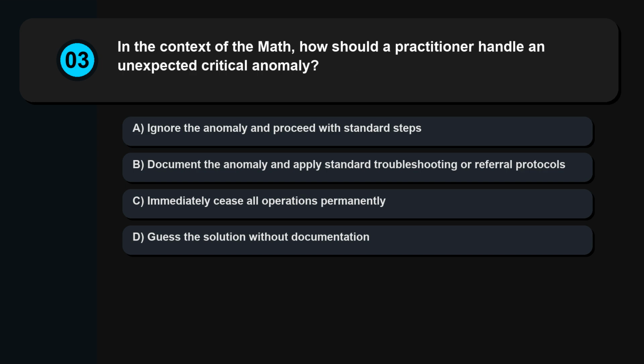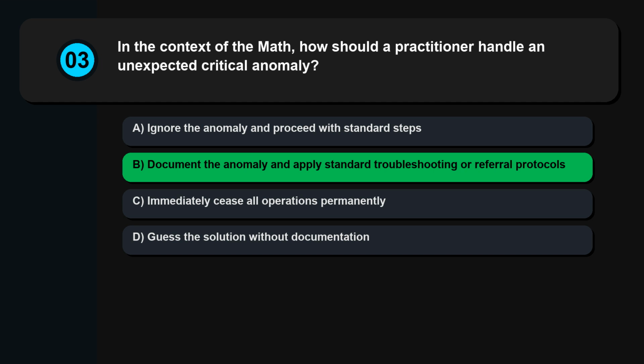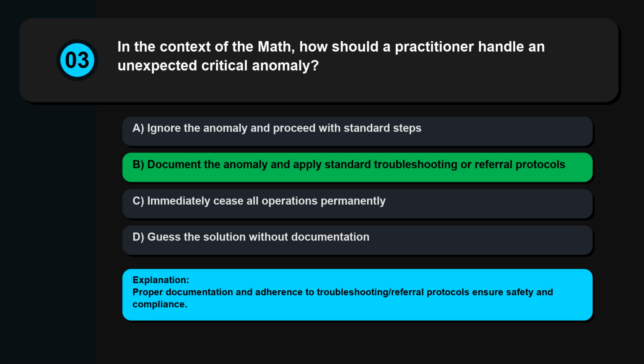Question 3. In the context of the math, how should a practitioner handle an unexpected critical anomaly? Ignore the anomaly and proceed with standard steps. Document the anomaly and apply standard troubleshooting or referral protocols. Immediately cease all operations permanently. Guess the solution without documentation. Proper documentation and adherence to troubleshooting/referral protocols ensure safety and compliance.